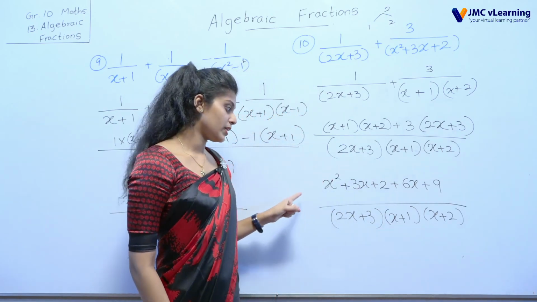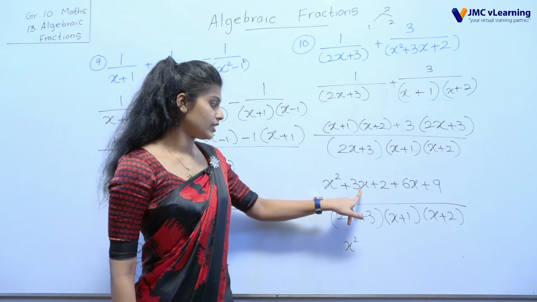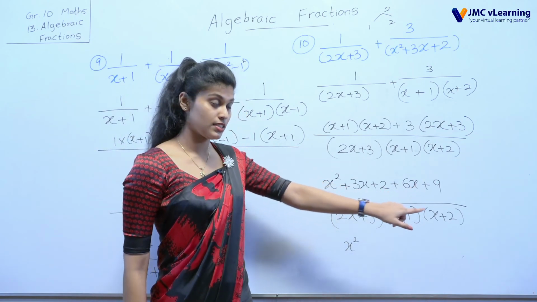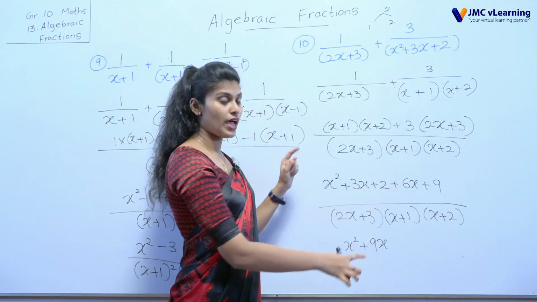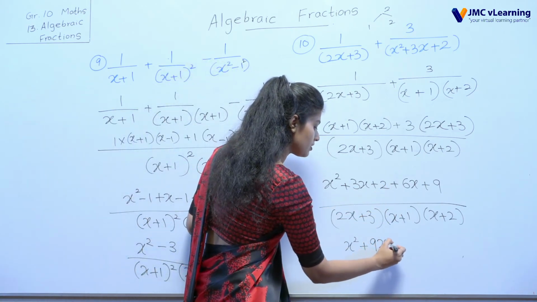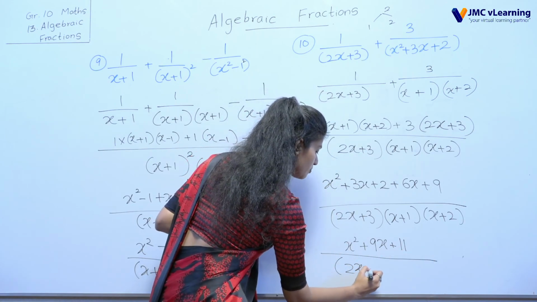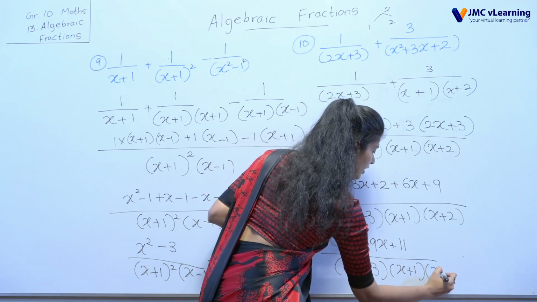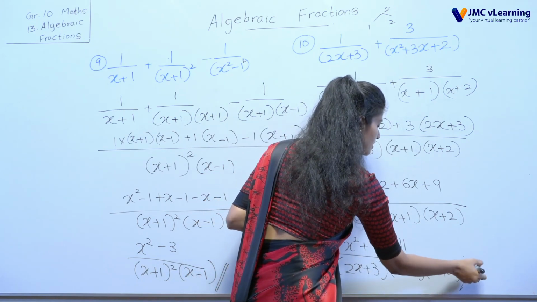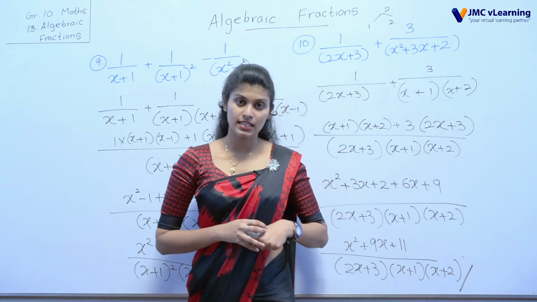Let's simplify the numerator part. x squared you have to put like this. Then 3x and 6x is equal to 9x, plus 2 and plus 9 is equal to plus 11. The denominator is 2x plus 3, x plus 1, x plus 2. This is the final answer. Now, you can do all the exercises in this lesson.